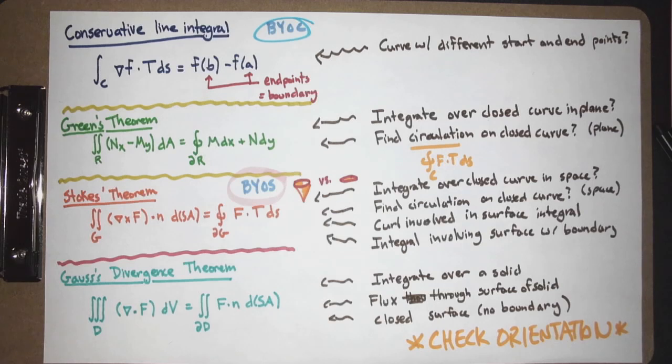All right, Stokes theorem. What are things we look for? Closed curves in space. We're in 3 dimensions. What else are we looking for?